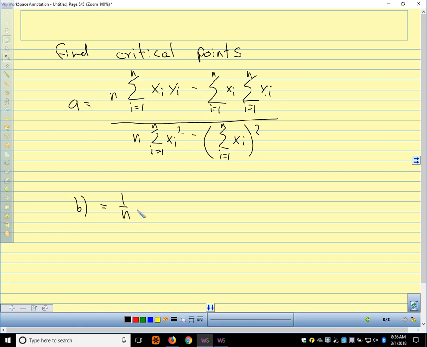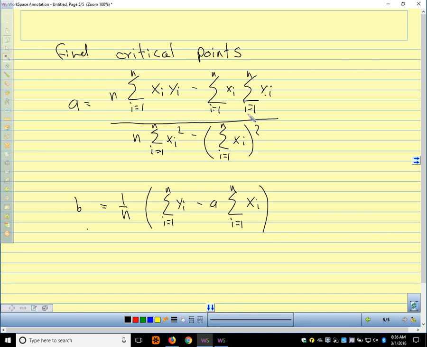b is 1 over n times the sum, i equals 1 to n, of y sub i minus a times the sum of x sub i. That's how we find our least squares line. This is when you plug in your calculator and do linear regression. This is what your calculator's doing. Is the denominator both the sums of x and y? Yes, they're both x. One is the sum of the squares of x sub i, and one is the square of the whole thing.